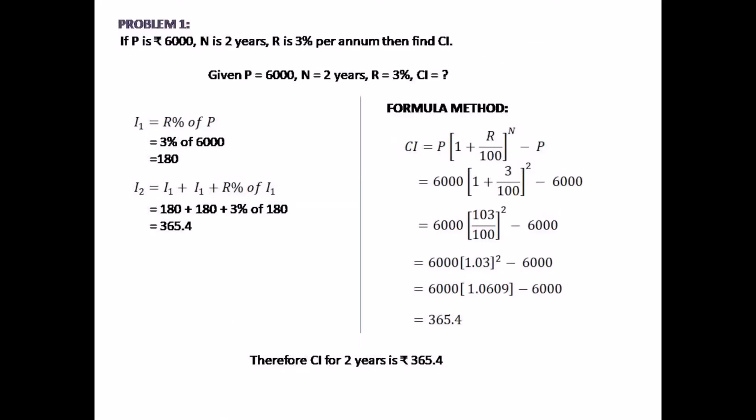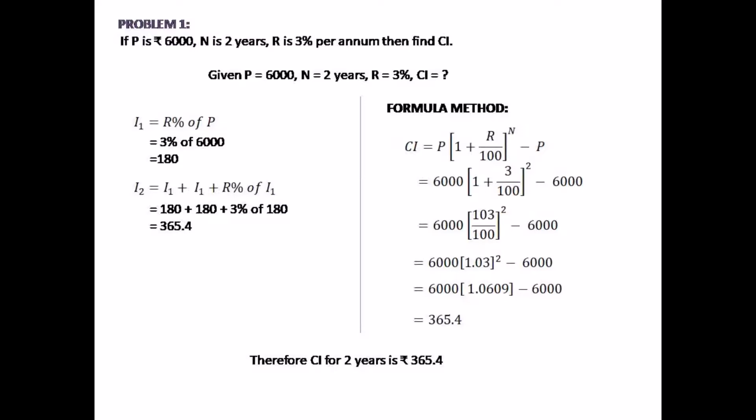If P is rupees 6,000, n is 2 years, R is 3% per annum, then find CI. It is given that P equals 6,000, n equals 2 years, R equals 3%. Here we have to find the compound interest. Let's solve using the shortcut method. I1 equals R% of P. That is 3% of 6,000. Gives I1 as 180.